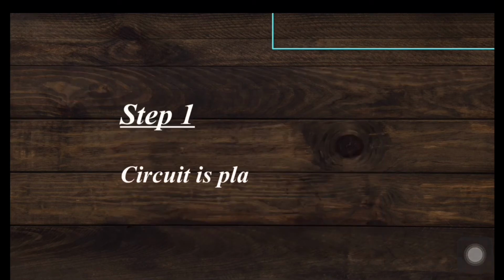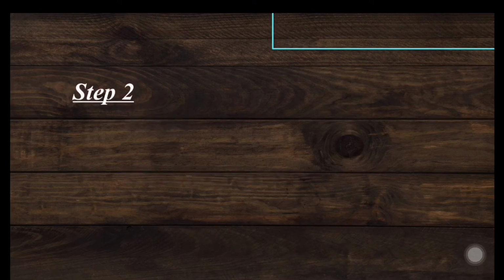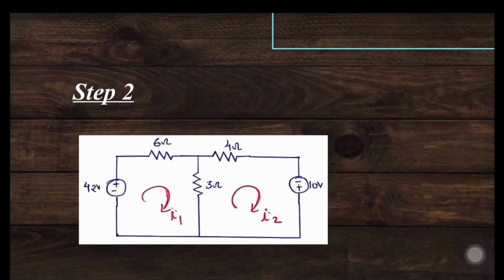Step 1. Circuit is planar. In step 2, what we are supposed to do? We are supposed to identify all meshes present in the network and label all mesh currents. When we scrutinize the network, it is clear that there are two meshes. This is our first mesh and this is our second mesh.